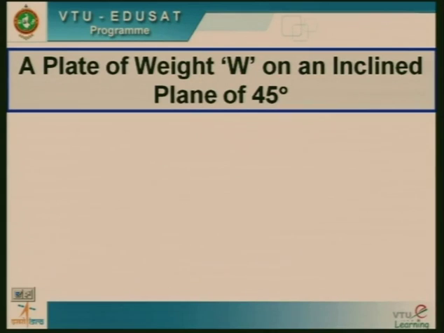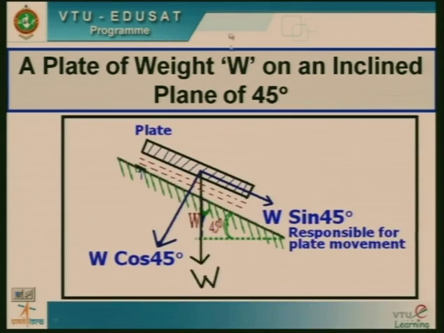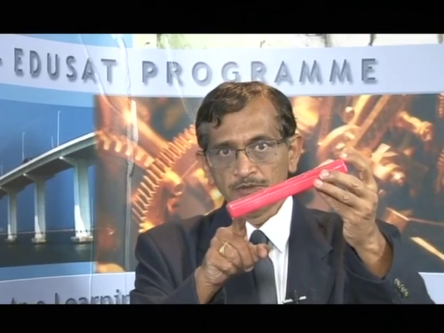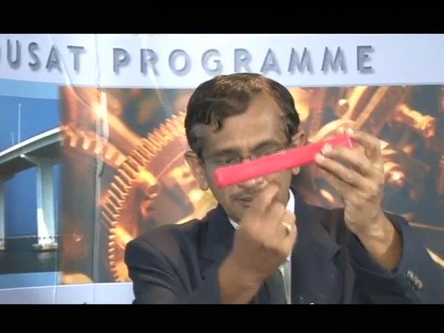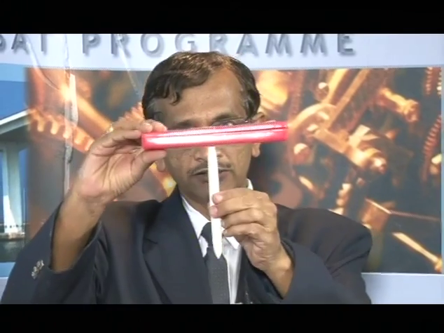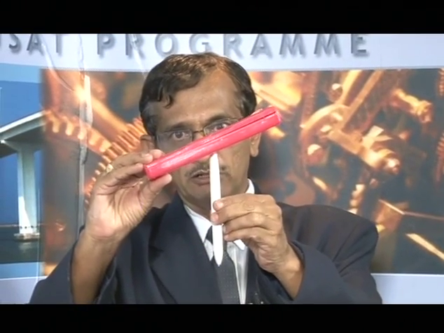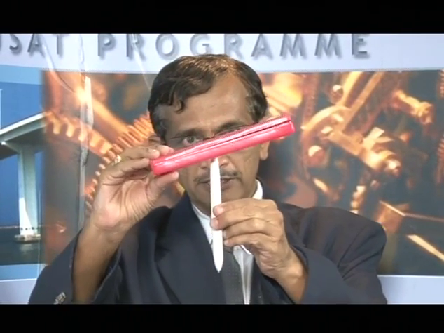Now, let us come back. I would like to discuss one small thing before I continue. You can see in the diagram a plate of weight W on an inclined plane of say 45 degree is given. It means there is an inclined plane like this, around 45 degree it is there, and the weight W will be acting downwards exactly like this, right. You can see here it will be perpendicular. Can you see that plate W?